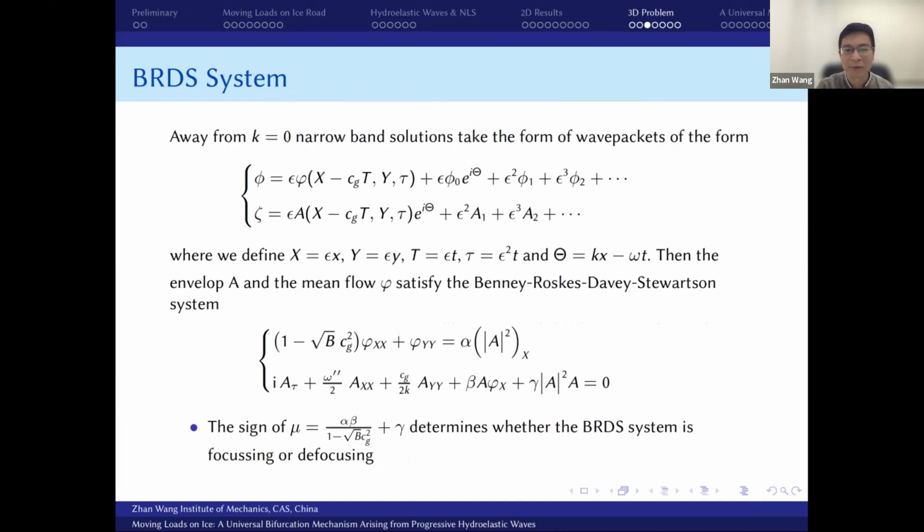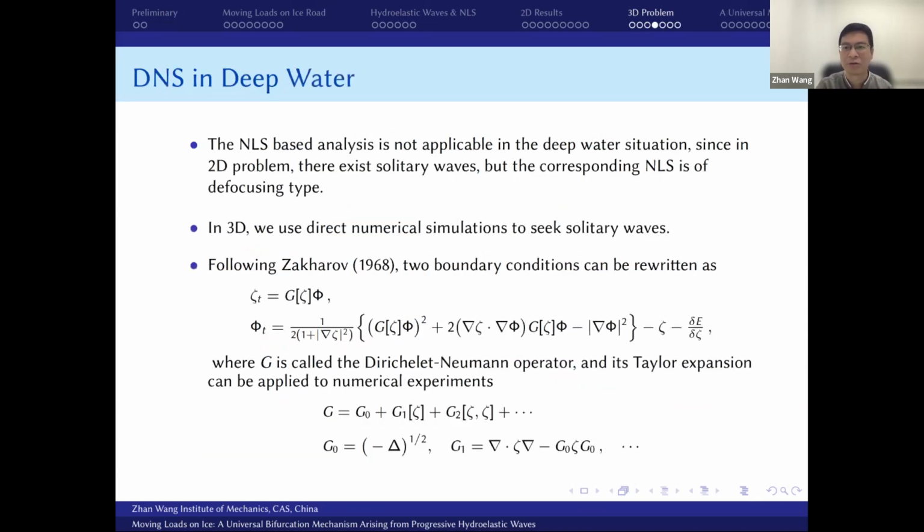And the property of this system is pretty much similar to the nonlinear Schrödinger equation. It also has focusing and defocusing types. In deep water, the system is also defocusing, so you cannot expect lump solutions. You have to go back to the full Euler equations if you want to explain the observation of the satellite, the results shown in the satellite images.